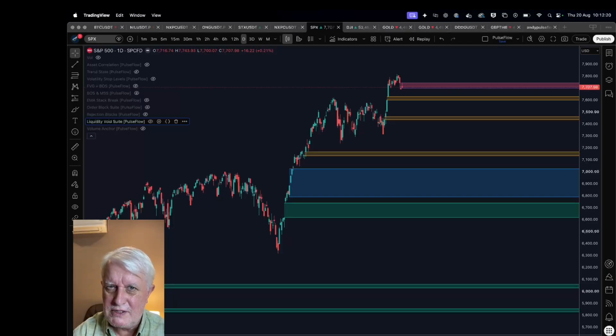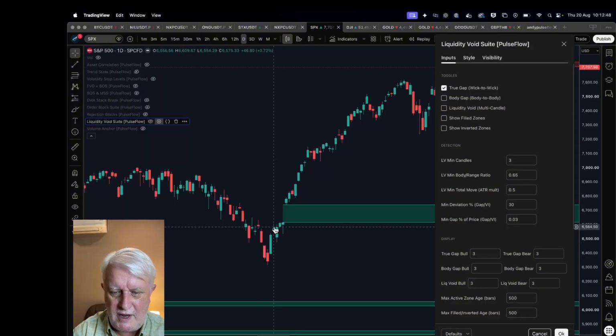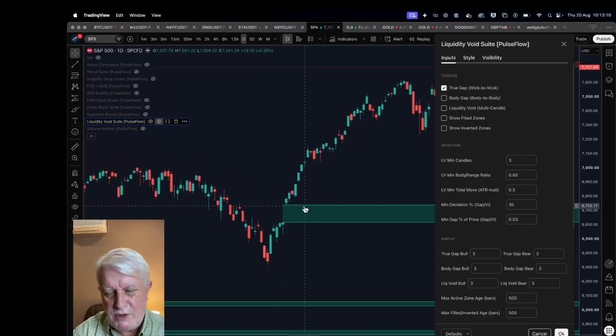Let's start with the simplest: a true gap. One candle finishes here and the next one starts here. No wick overlap, no trading in between. For bullish, the new candle's low is above the previous candle's high, the opposite for bearish. And it is a literal gap.